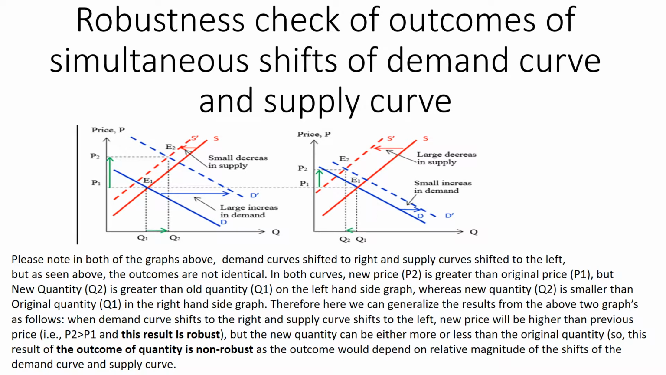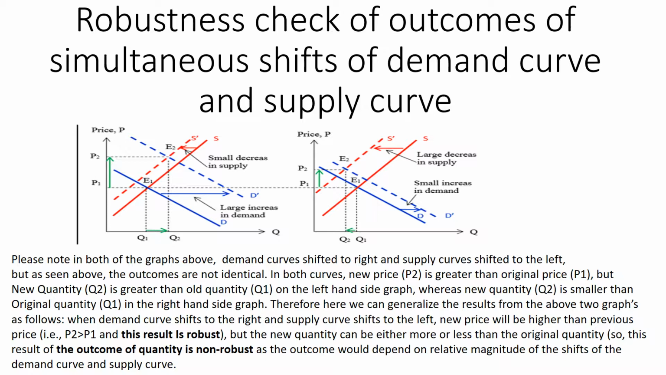Hi guys, I'm going to explain how to check robustness of outcomes of simultaneous shifts of the demand curve and supply curve. Here you see there are two graphs, but the direction of those simultaneous shifts of the demand curve and supply curve are of the same kind in nature. That is, in both of those graphs, we see the new demand curve shifted to the right side of the current location, the dotted line, and in both of those graphs, the supply curve shifted to the left side of the current location, the dotted red line.